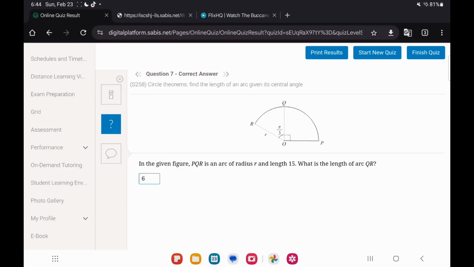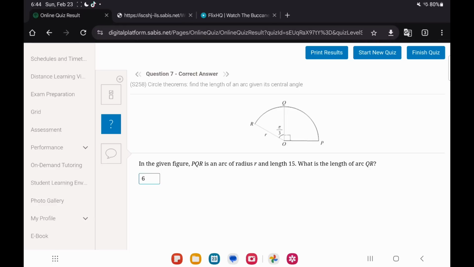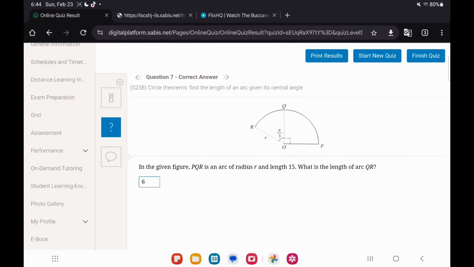Question number 7. We also solved this last time, and after I made the quiz, I found a very easy way. I thought about it, but I had to ask my teacher, so I'll show you the easy way now, okay? So we know first that pi over 3 equal to 180, because pi is equal 180 as degrees, over 3, so it's equal to 60, okay? And then plus 90, so this whole thing is 150, okay?